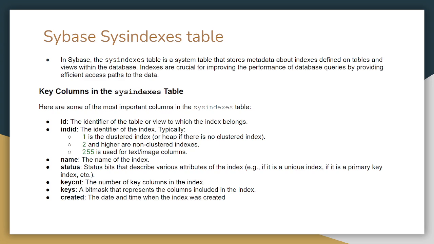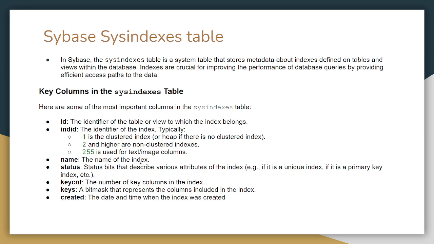By querying this table, a user can obtain detailed information about all the indexes applied to the database table, and it helps in making decisions to enhance the query performance. Now, some of the key columns for the sys indexes table are ID, obviously, the identifier of the table and views to which the indexes belong. Indid, the identifier of the index, typically 1 for a clustered index, 2 and higher for a non-clustered index, and 255 is used for text or image columns.